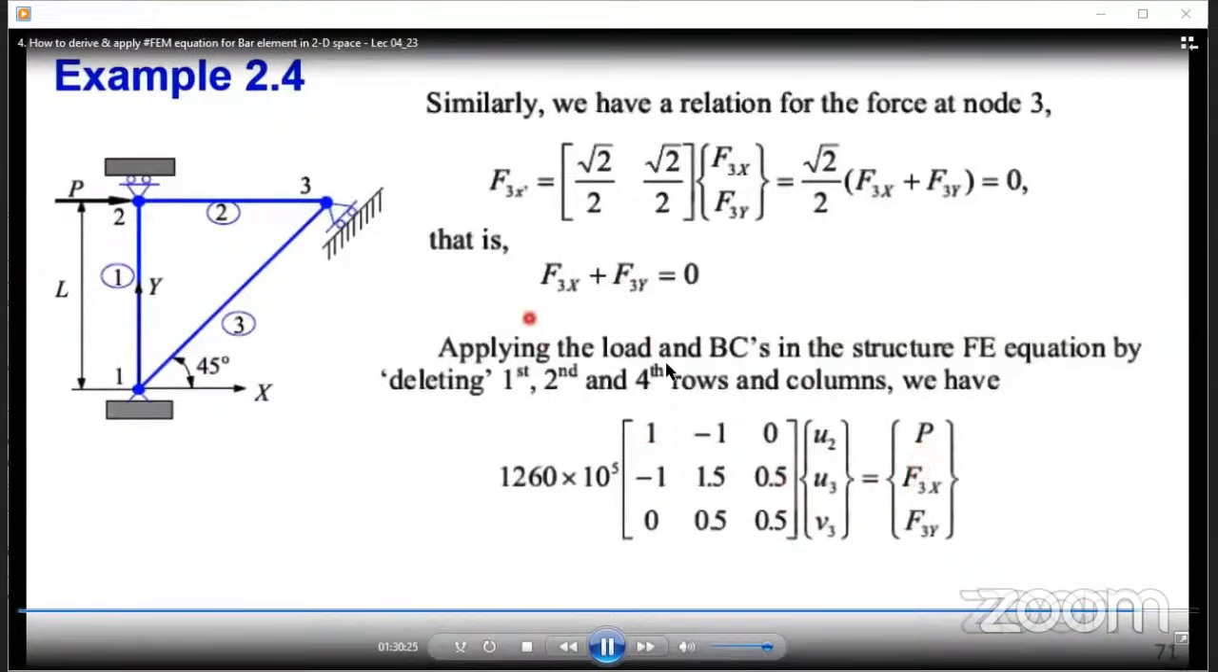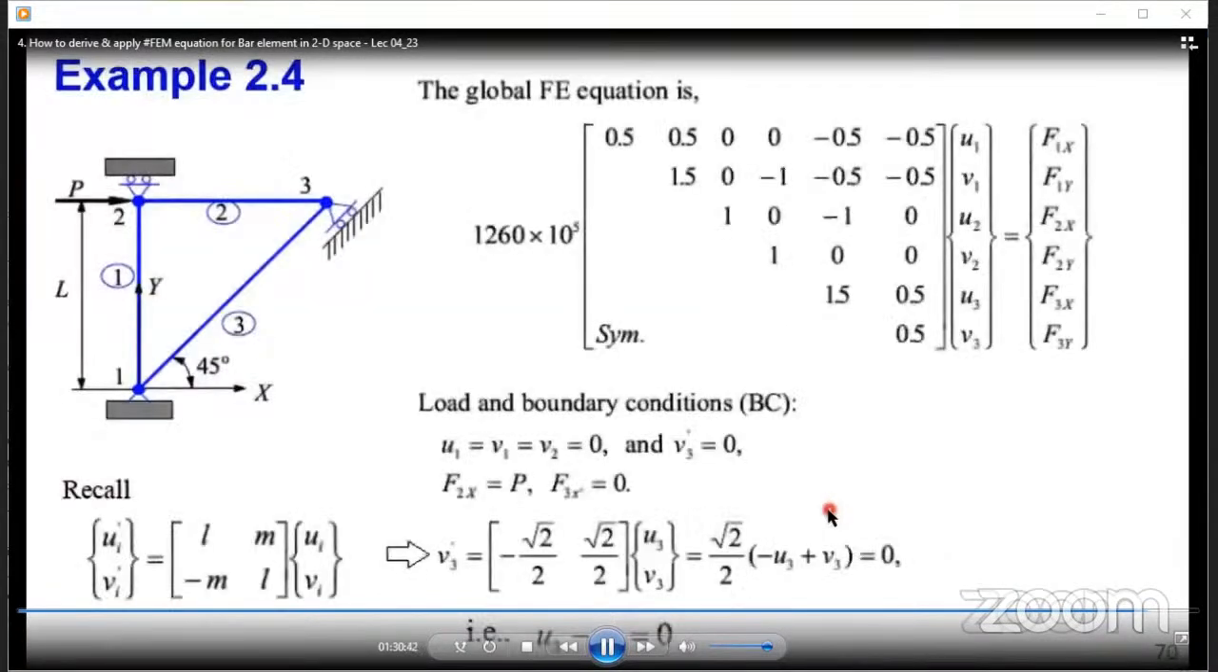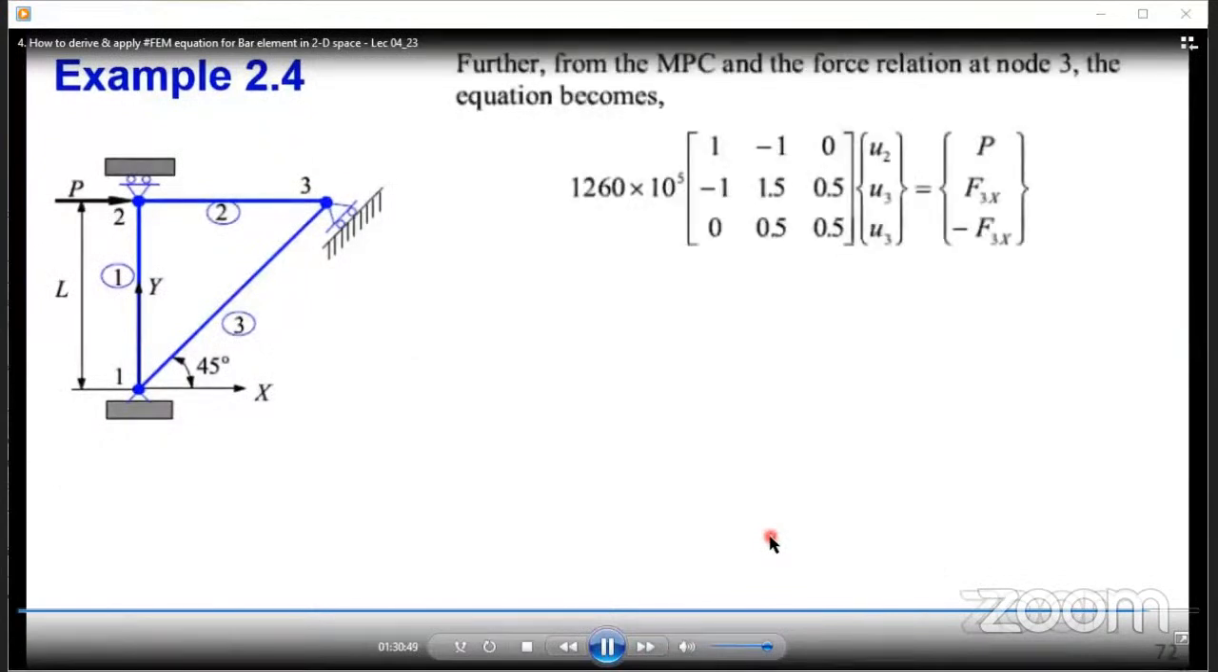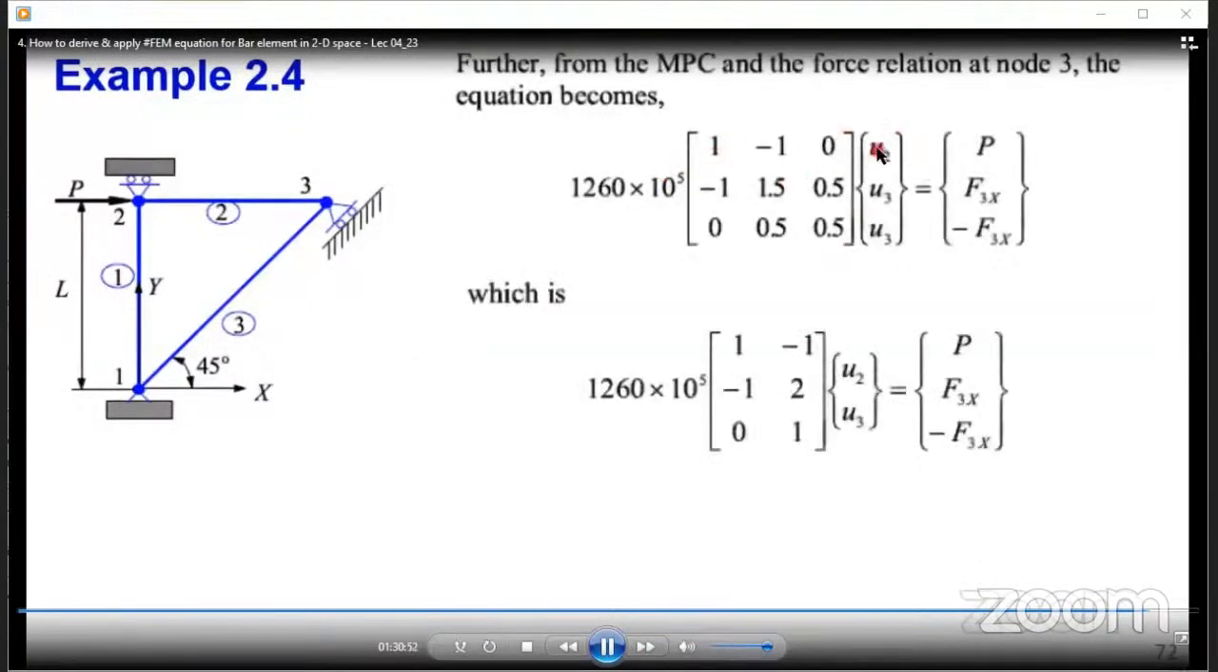You see, we didn't know this F3, but we can utilize this equation and know F3x is equal to minus F3y. Then U3, we have also seen that from this condition, we have been able to derive that U3 is equal to V3. So these conditions help you to further simplify your equation, by just substituting the values: U3, and V3 is the U3, F3x, F3y is equal to minus F3x.